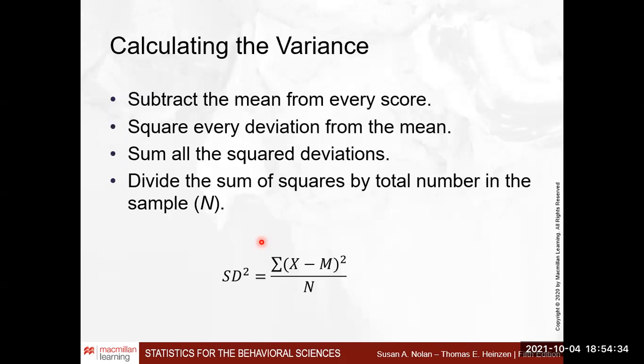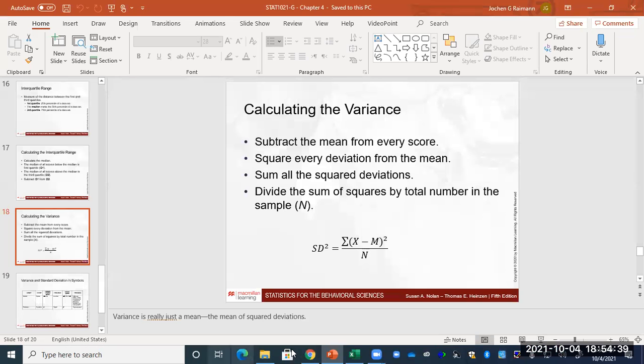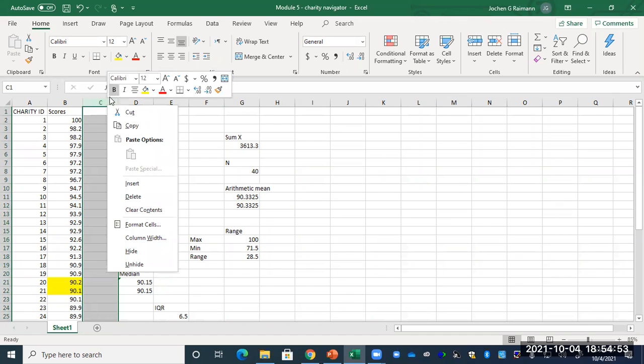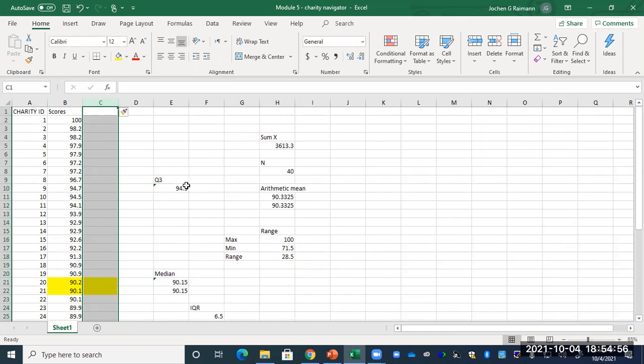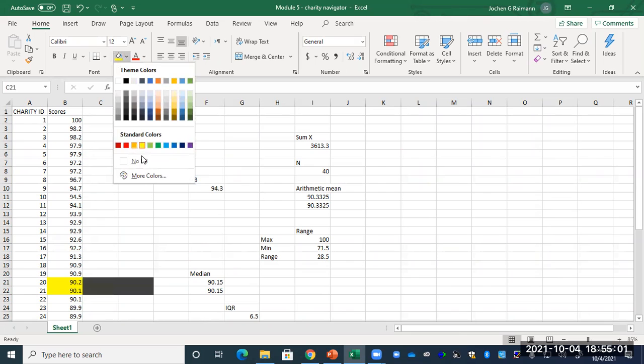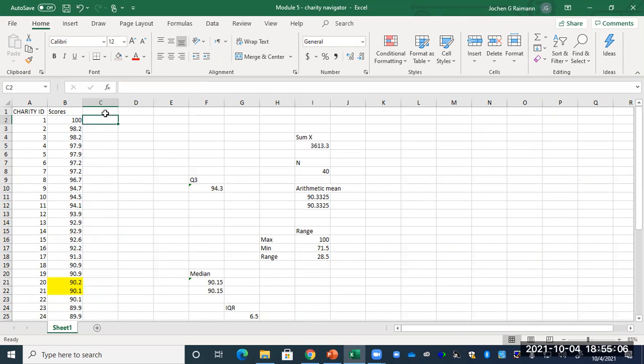Okay, but back to the variance. Let's go back to the Charity Navigator. We now have a mean, which we have calculated here, right? So now let's select column C. Let's insert 2 empty columns. Let's take the highlight out. And then we're calculating x minus x bar.